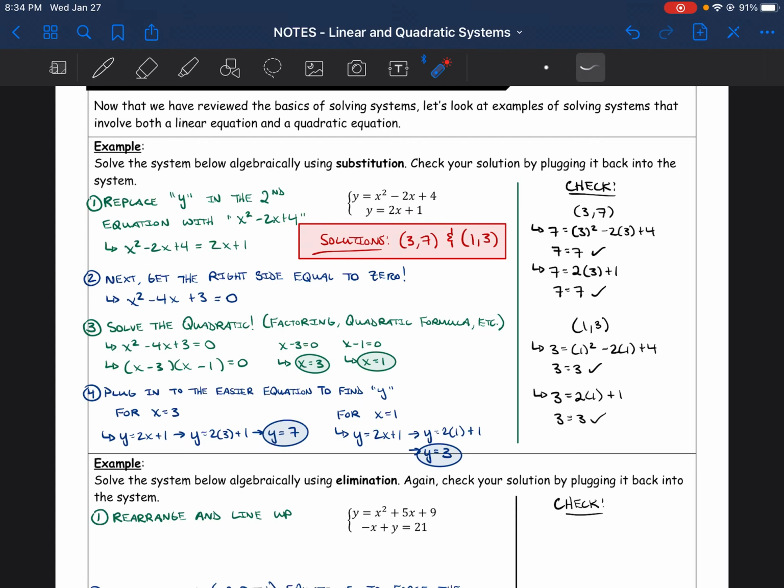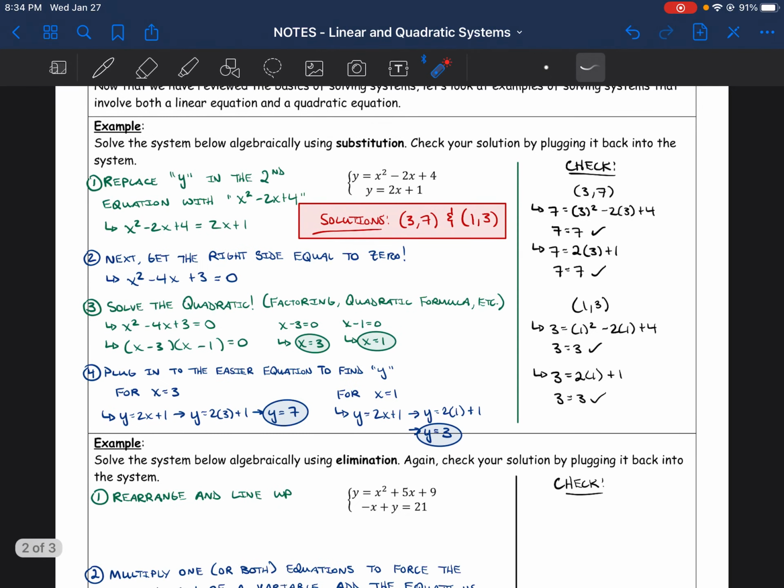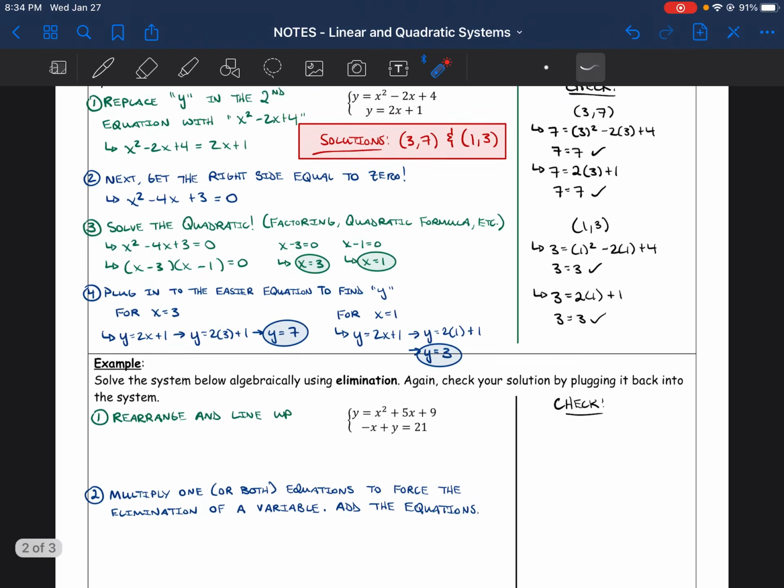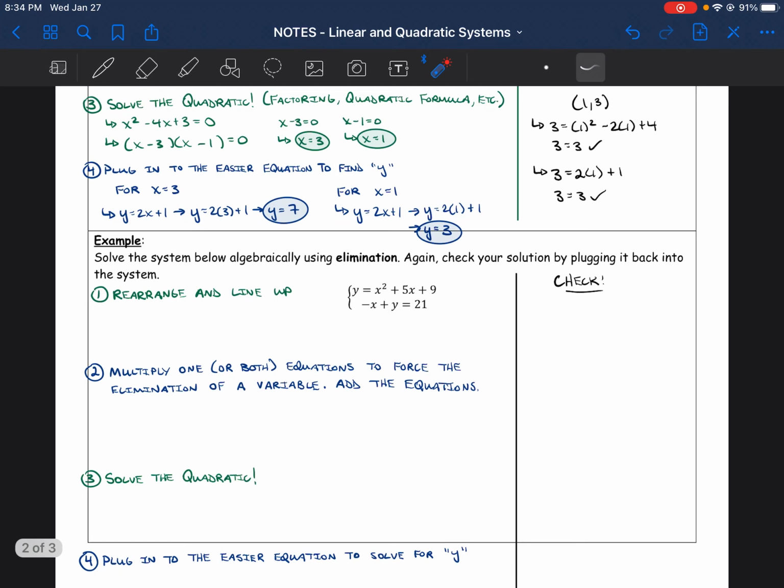Now let's do the same thing. It's going to be a different system, but let's solve a system now. Instead of using substitution, let's use elimination, the other algebraic method for systems. And once again, we're going to check our solution by plugging it back into the system.